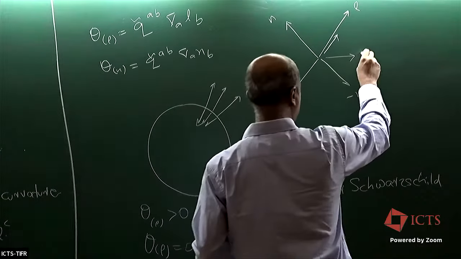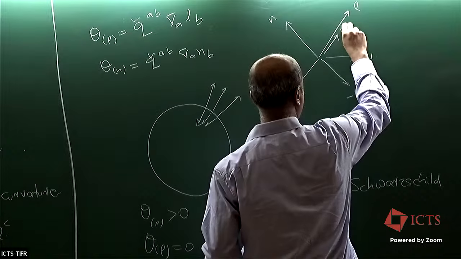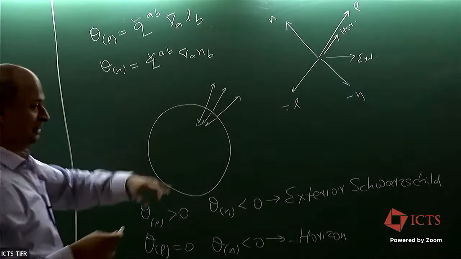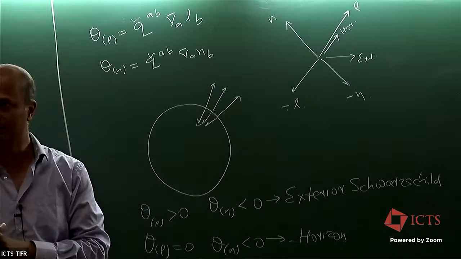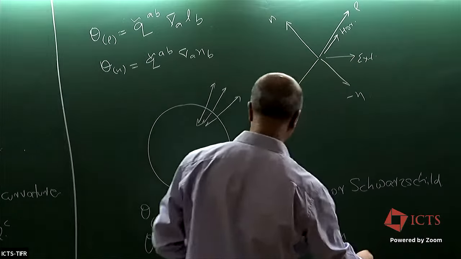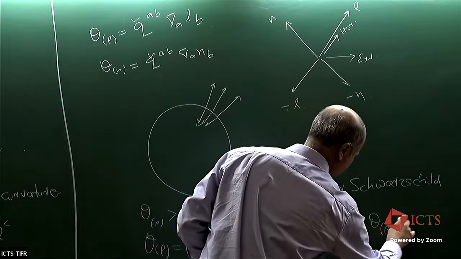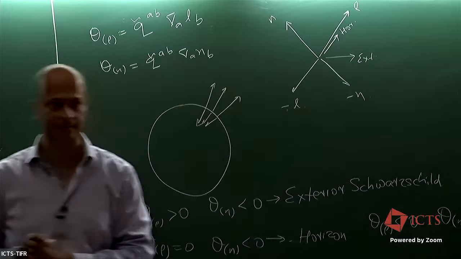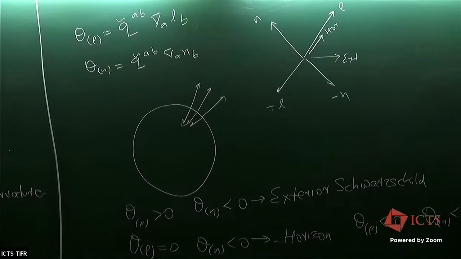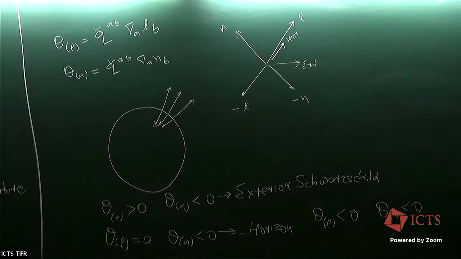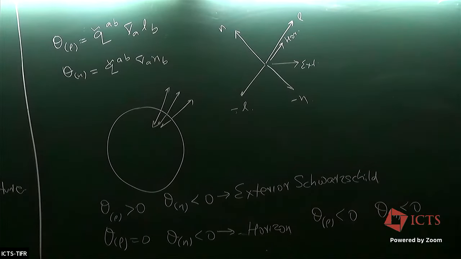So this is the exterior. This is the horizon. And finally, if you were to do the interior of Schwarzschild, then you would find that for the interior, theta L is in fact negative and theta N is in fact negative. Hi. Yes. I think the analysis that you did yesterday and this hold for space-like surfaces, right?